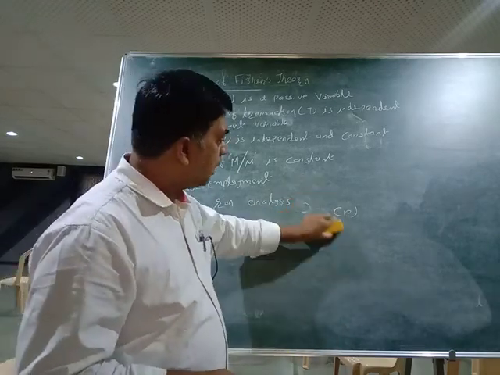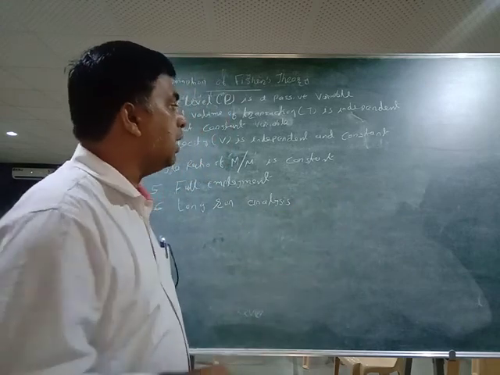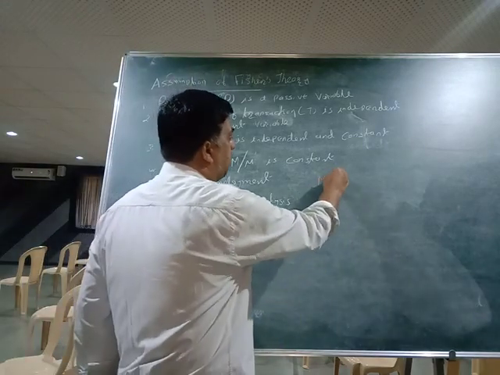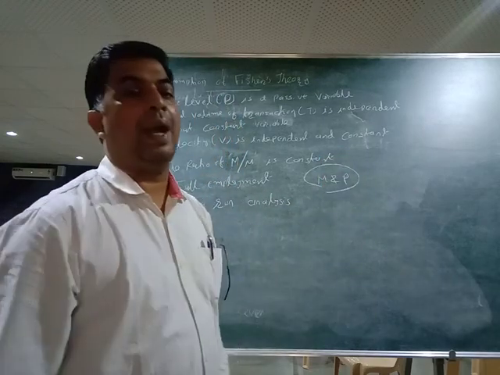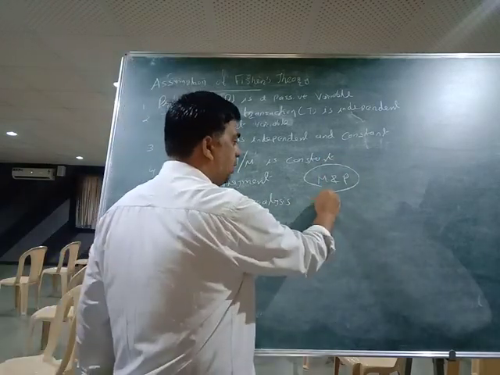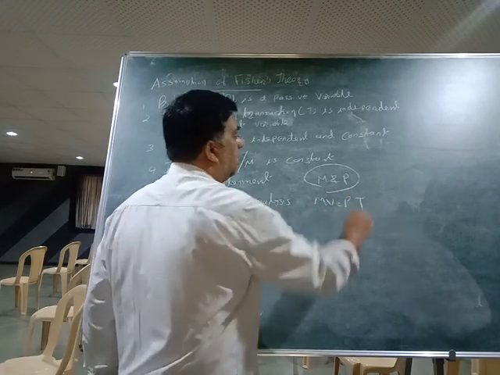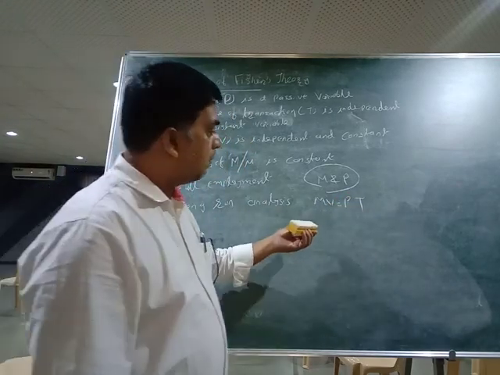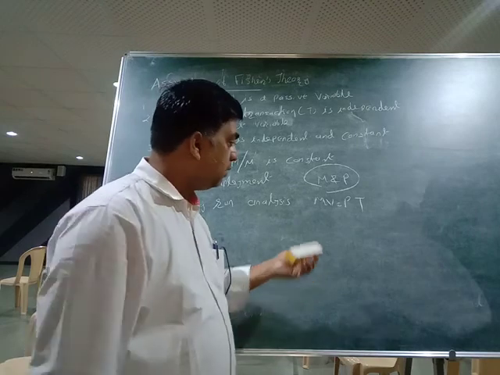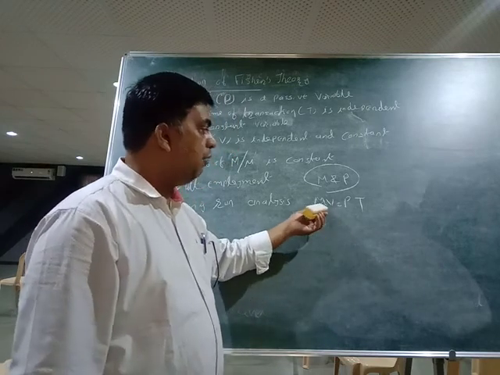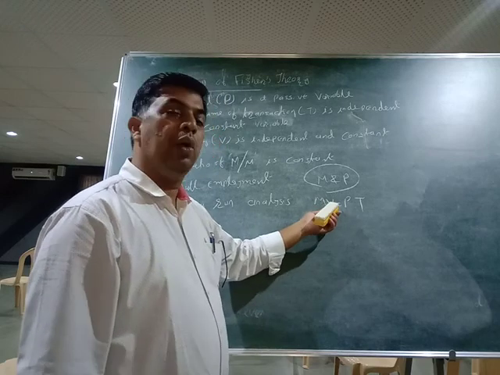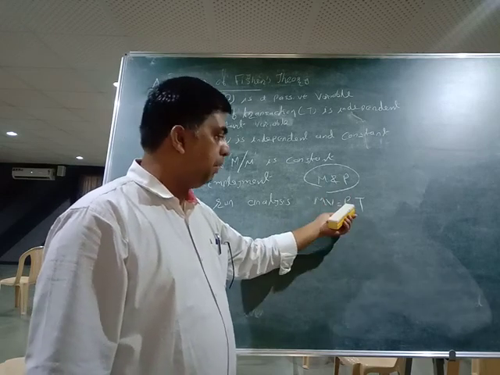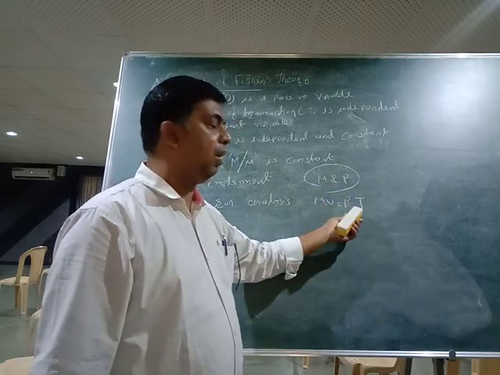So in this theory, Fisher has tried to explain the relationship between M and P, supply of money and price level. This is the equation. We will discuss this equation in detail at a later stage. MV is equal to PT. M for supply of money, V for velocity of circulation of money, P for price level, and T for total volume of transaction.